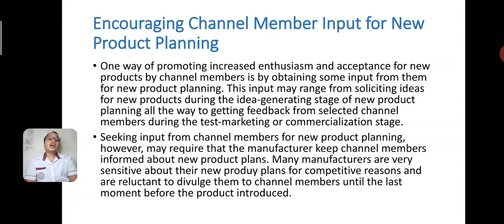Next slide is encouraging channel member input for new product planning. One way of promoting increased enthusiasm and acceptance for new products by channel members is by obtaining some input from them for new product planning. This input may range from soliciting ideas for new products during the idea generating stage of new product planning all the way to getting feedback from selected channel members during the test marketing or commercialization stage. Seeking input from channel members for new product planning, however, may require that the manufacturer keep channel members informed about new product plans.